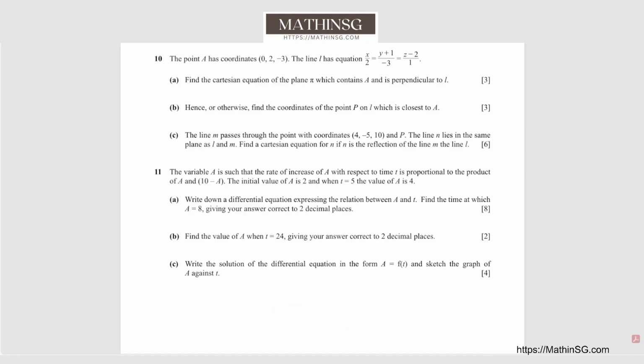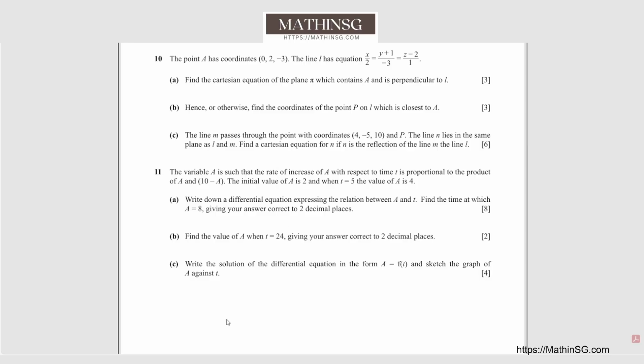Moving on to question 10. Question 10 is a vector question. So let's take a look at this question here. The point A has coordinates 0, 2, minus 3, and we have a line with this equation. So it's the equation of a line in Cartesian form. For a vector question, it's easier to use the vector equation of the line. So we'll convert this to a vector equation of a line, right?